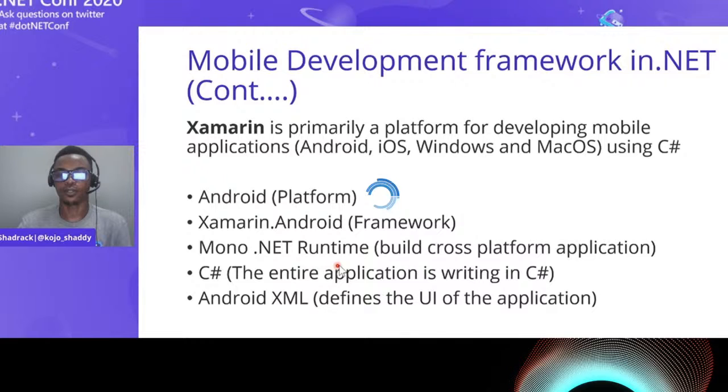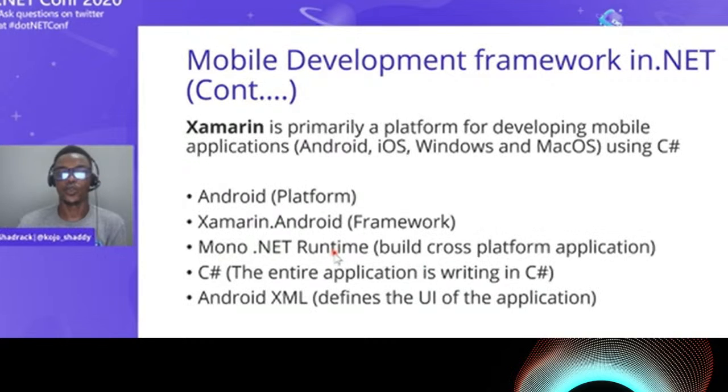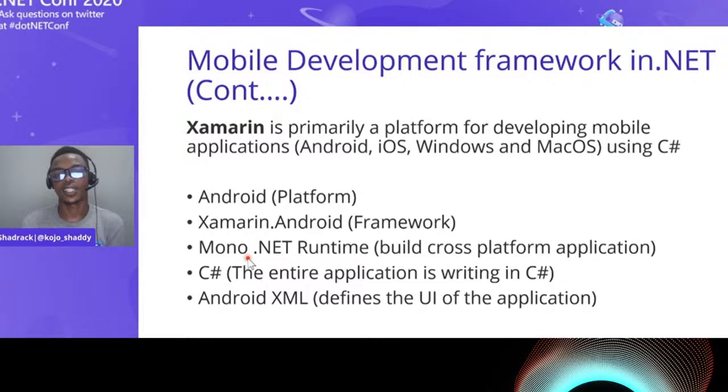To build cross-platform applications, okay, to run on both. So the magic is the mono runtime. That's what stands between the C#. We are building Android applications, so it has to stand between to convert or translate the C# to the platform we want to run our application on. So the entire application is written in C#. That's the code we are going to use. Then Android XML defines the user interface of the application.